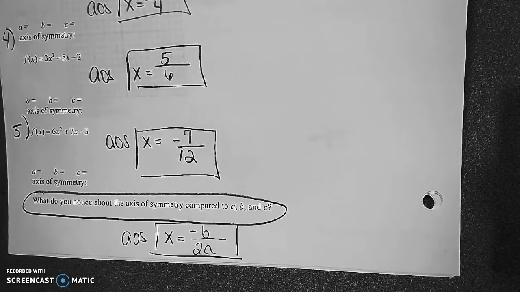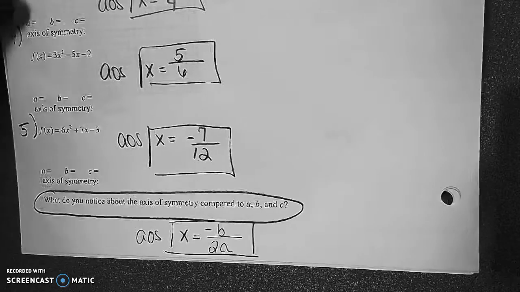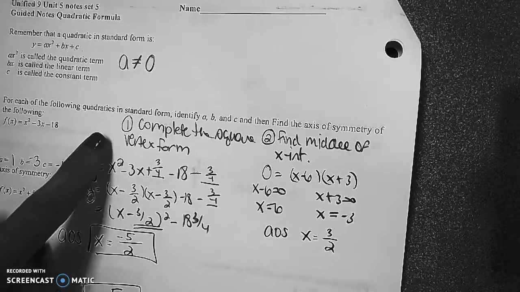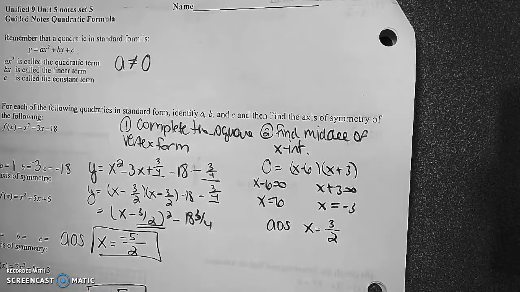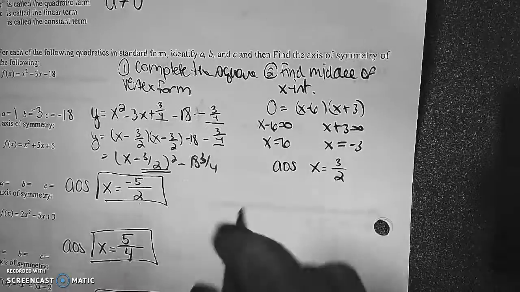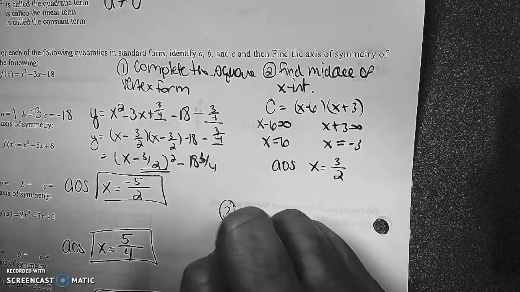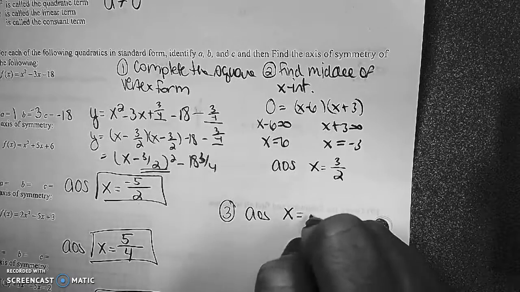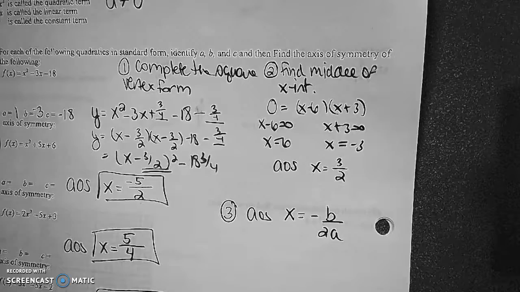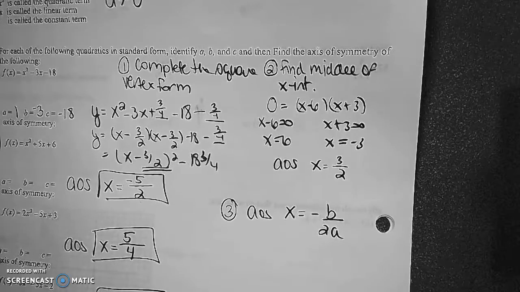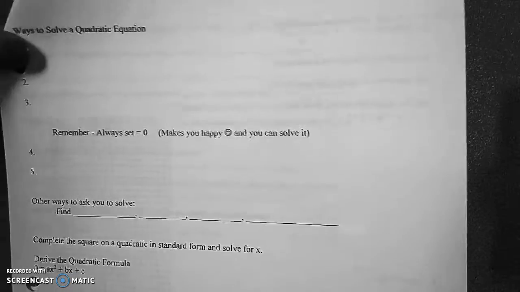Which means now you can actually add a third way to finding your axis of symmetry. We already had up here, you can complete the square and get it in vertex form. It's the middle of your x-intercepts, but now we can add to that 3. Our axis of symmetry can be found by taking -b over 2a. And remember, that's also the x value of your vertex. All right, let's go ahead and turn the page.